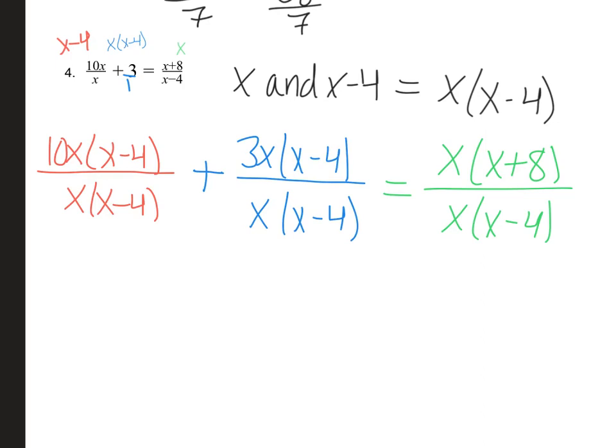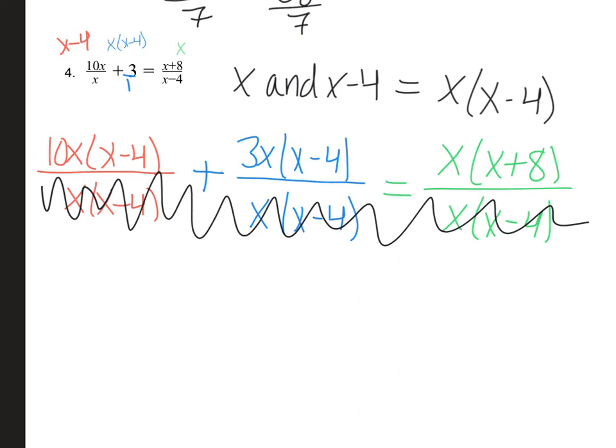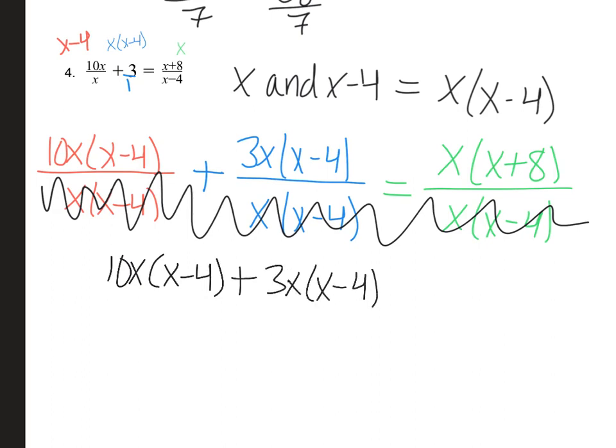Right, now again, these all have common denominators, right? So they become completely obsolete. So I could just get rid of them and just make an equation out of the numerators. So I'm going to do that here. So I have 10x times x minus 4 plus 3x times x minus 4 equals x times x plus 8. And that's exactly what we want.